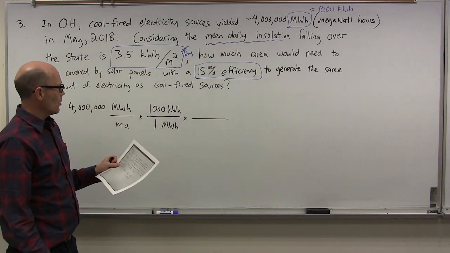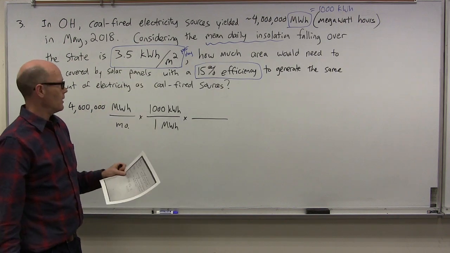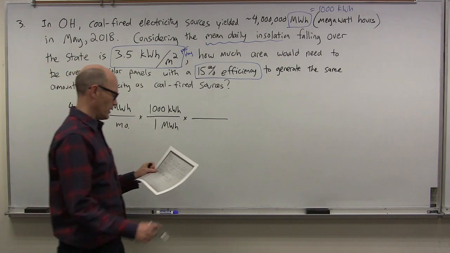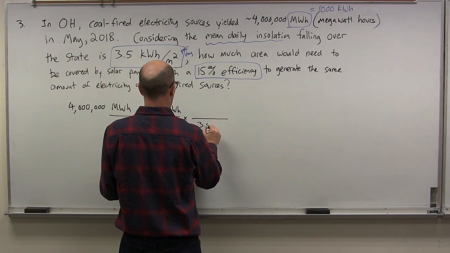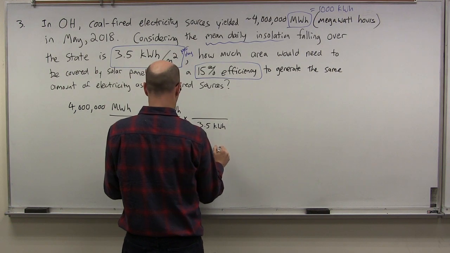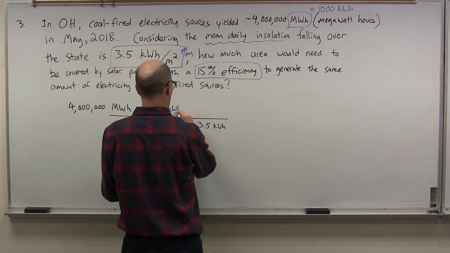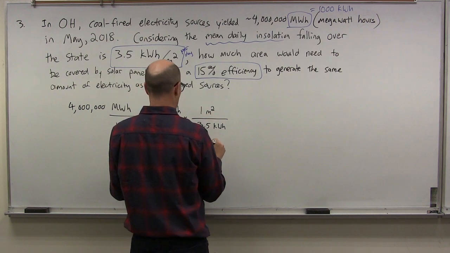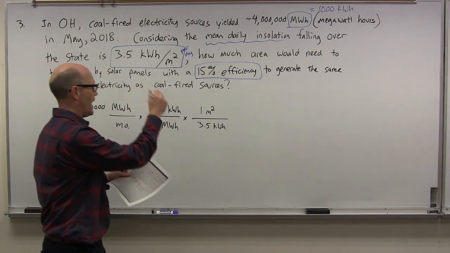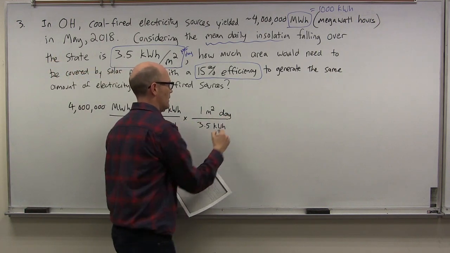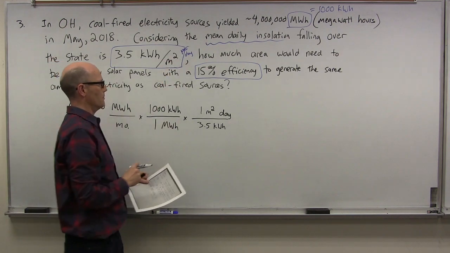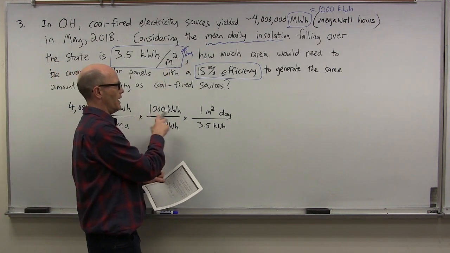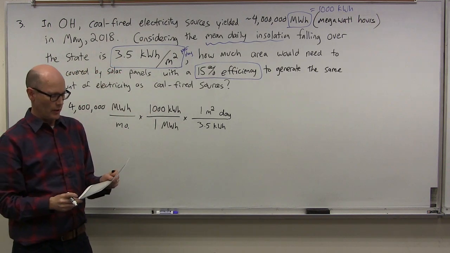Now, our kilowatt hours units and our area is what we're considering here. If we have 3.5 kilowatt hours per every 1 square meter, per day, the day is up here, because the day was down here as a square meter, but we want to then think about dividing through by this number to figure out how much area we need.